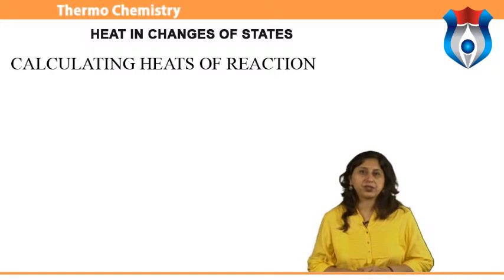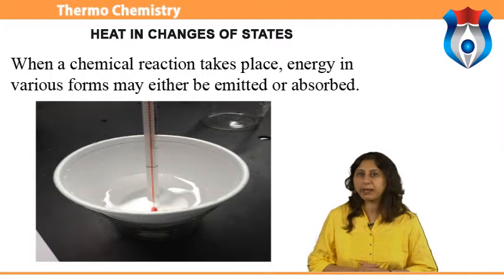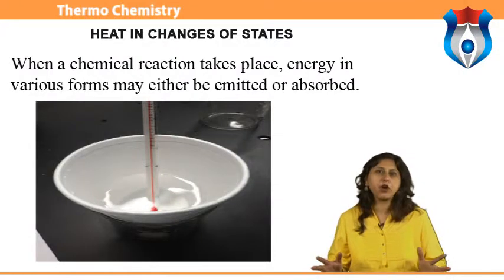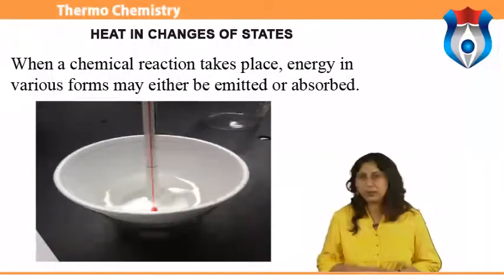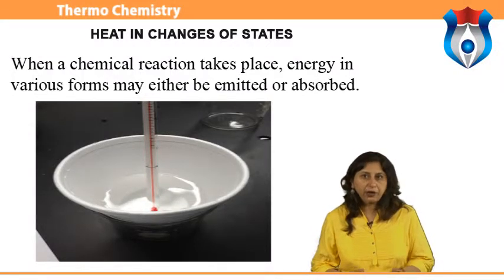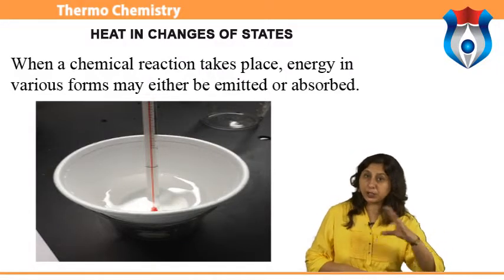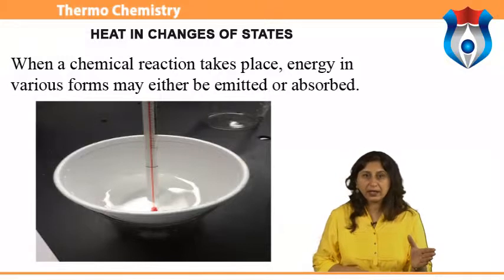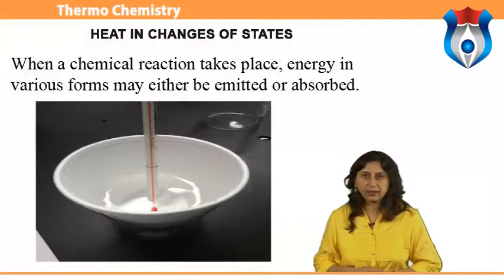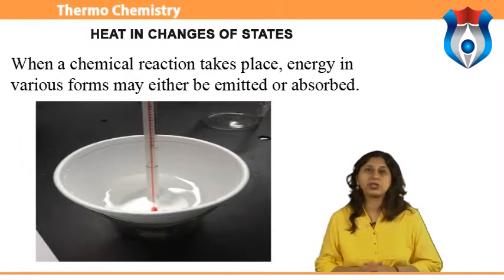Calculating heats of reaction. Thermochemistry deals with the study of heats of chemical reactions. When a chemical reaction takes place, energy in various forms may either be emitted or absorbed. The study of the heat produced or required by chemical reaction forms the basis of thermochemistry. Reactions in which heat is produced are called exothermic reactions, whereas those in which heat is absorbed are known as endothermic reactions. In an exothermic process, at constant pressure, the enthalpy change is negative.